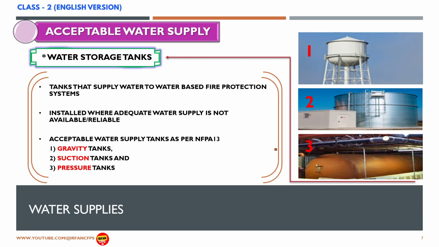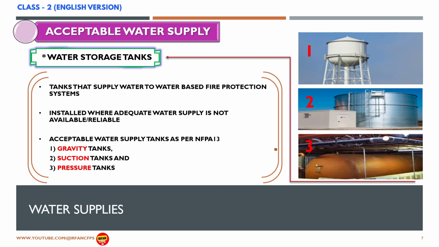There are several types of tanks that can be used as a water supply, such as gravity tanks, suction tanks, and pressure tanks. Gravity tanks are elevated water tanks that utilize gravity to provide pressure. They are not typically used. Suction tanks are mounted on the ground or below ground. Suction tanks typically provide water to a fire pump, which then boosts the pressure.